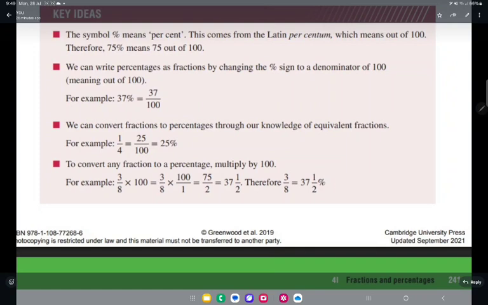In this lesson, we'll understand how to deal with percentages. Okay, so let's understand the key ideas, and we'll see some examples.